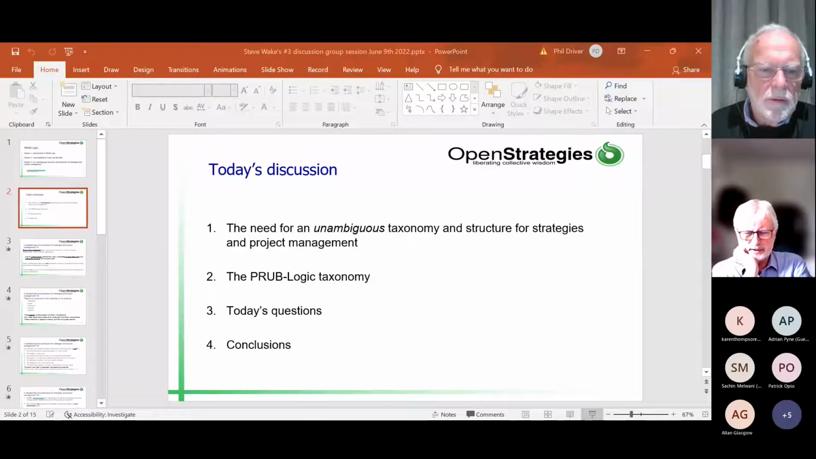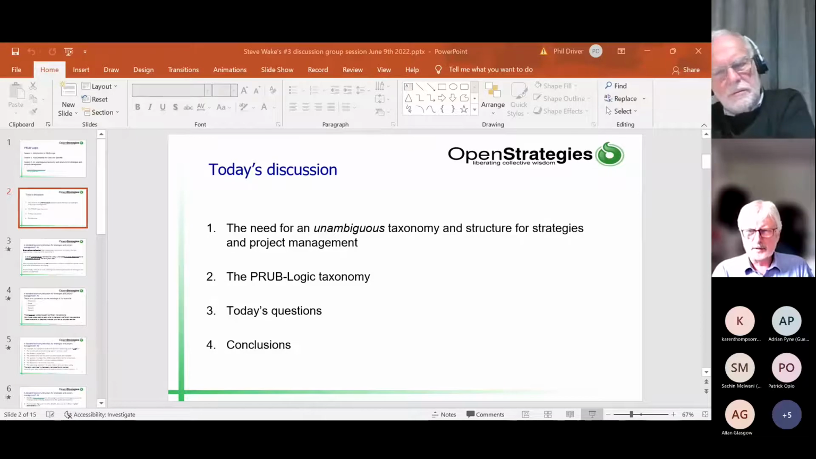We've been through those, the StratML stuff. So I guess this is the key slide that matters to me, is that objectives and goals, as I said, are abstract words, where project, result, use, benefits are absolutely concrete terms.